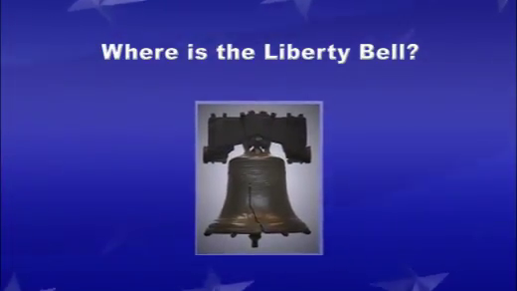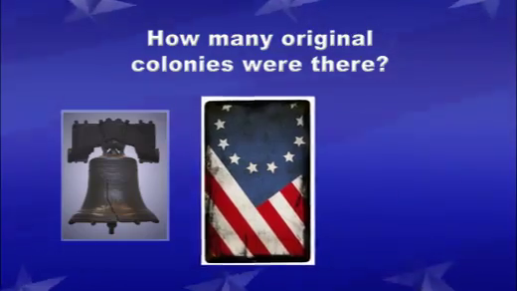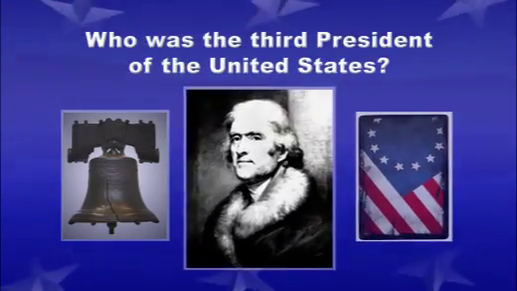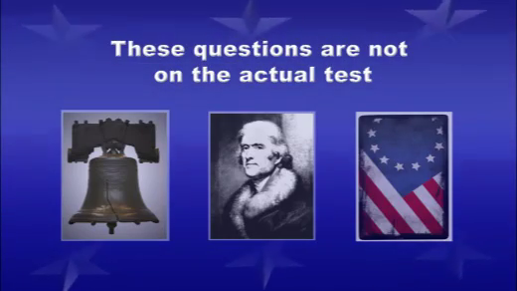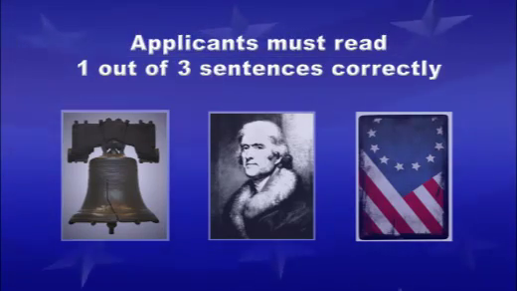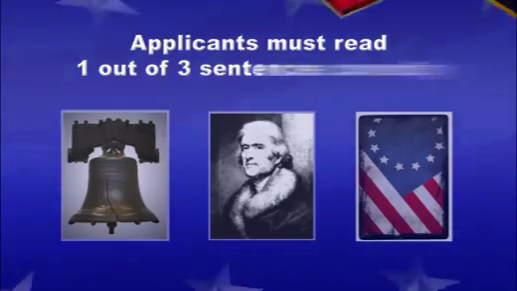Here are some sample reading items similar to what you would find on the actual test. Where is the Liberty Bell? How many original colonies were there? Who was the 3rd president of the United States? Please note, these samples are not found on the actual test. Applicants must read 1 out of 3 sentences correctly to demonstrate an ability to read in English.